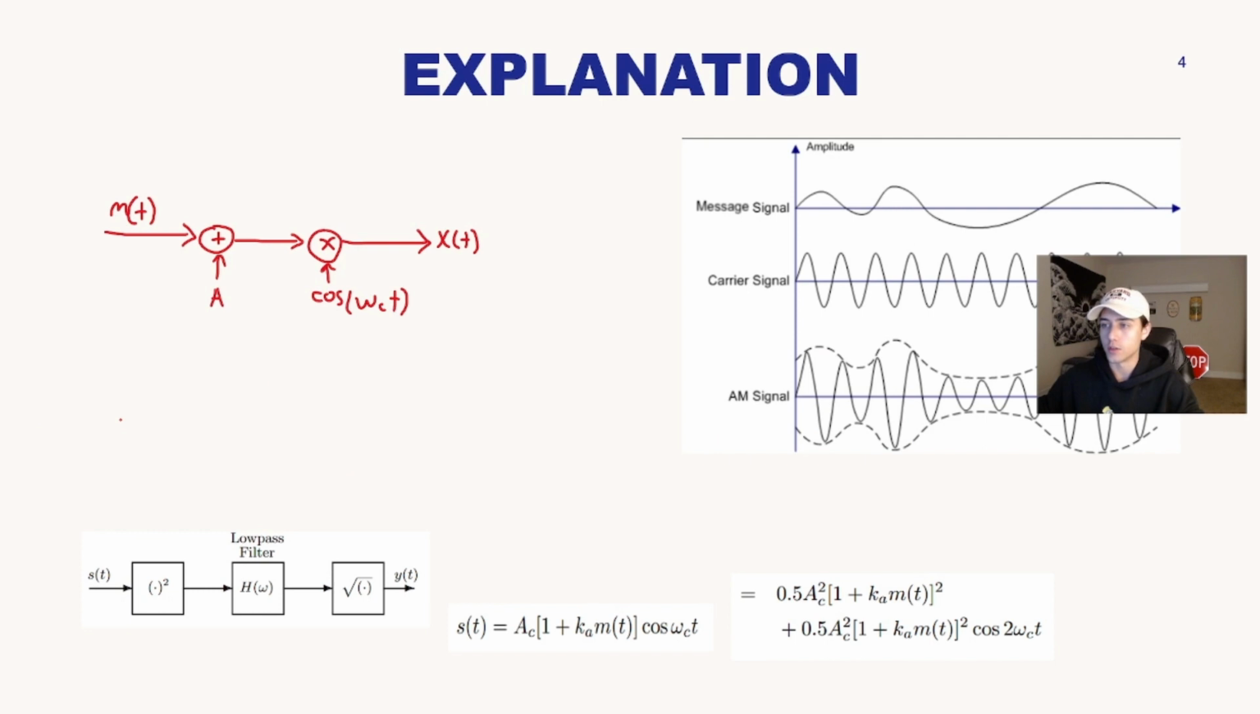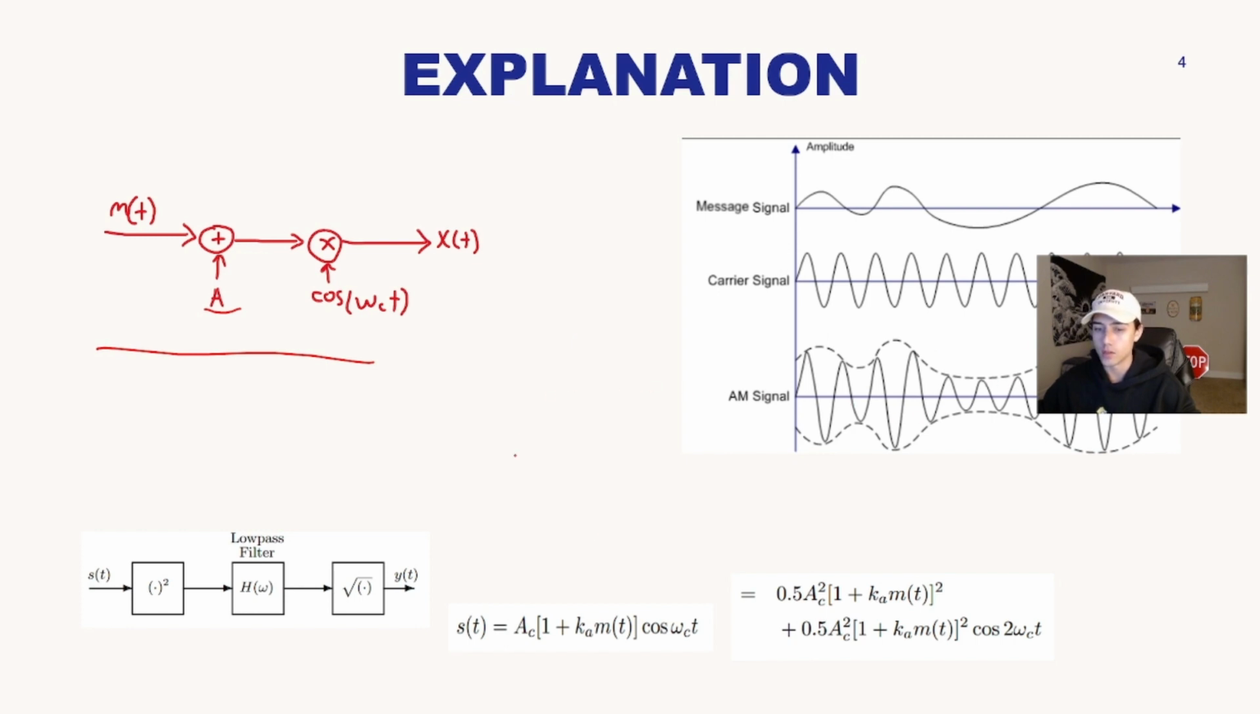So for an explanation here, I drew this up really quickly beforehand. So we can see that the message signal here is just being added to some offset, which is A, and then being multiplied by the carrier frequency. On the right, we can see a different problem's results.